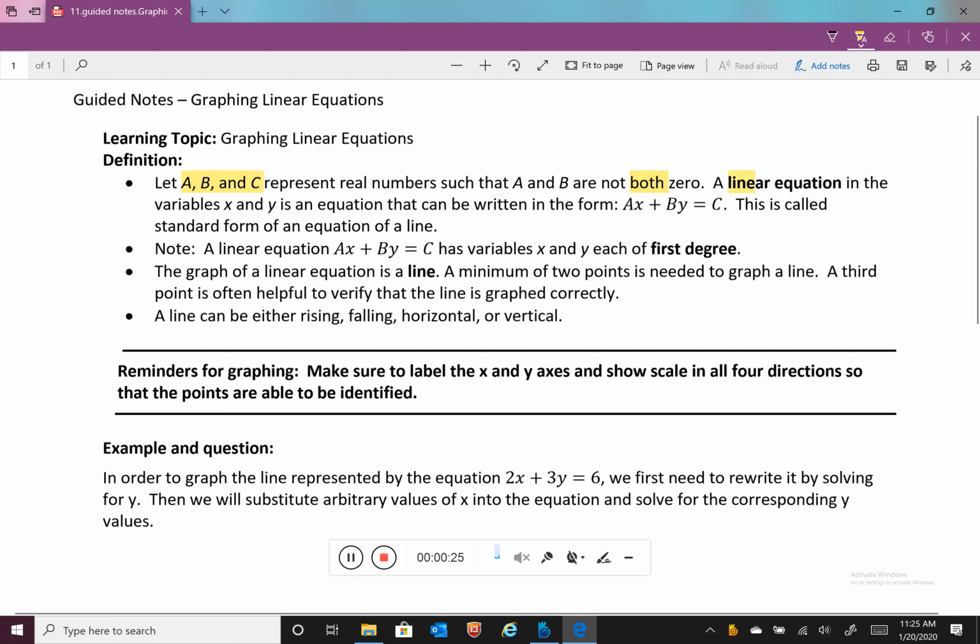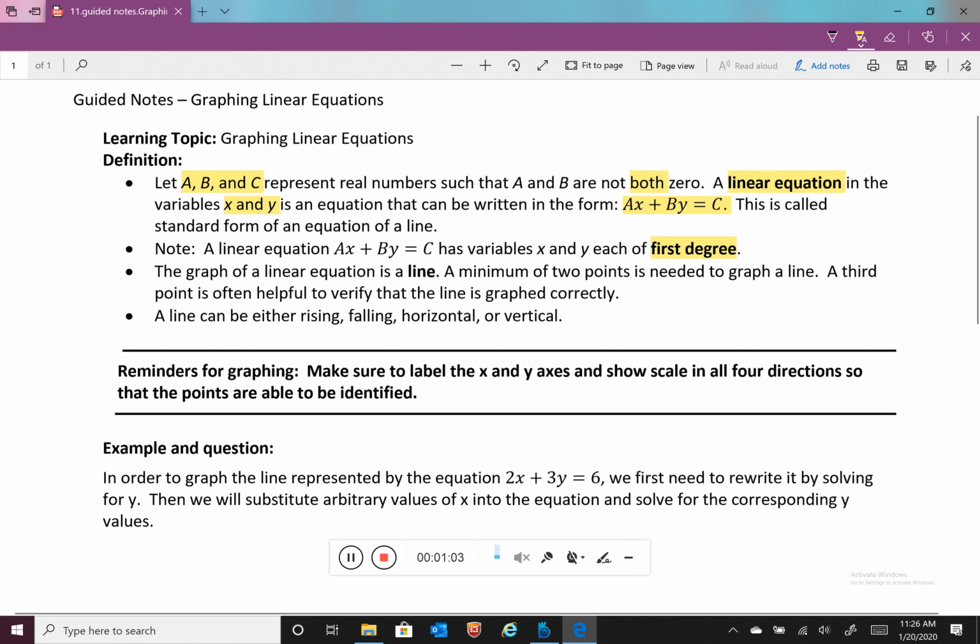A linear equation in the variables x and y is an equation that can be written in the form A times x plus B times y set equal to the constant C. And this is called standard form of an equation of a line. Note, a linear equation ax plus by set equal to c has variables x and y, each of first degree. So that means that the exponential power of x is 1 and the exponential power of y is also 1.